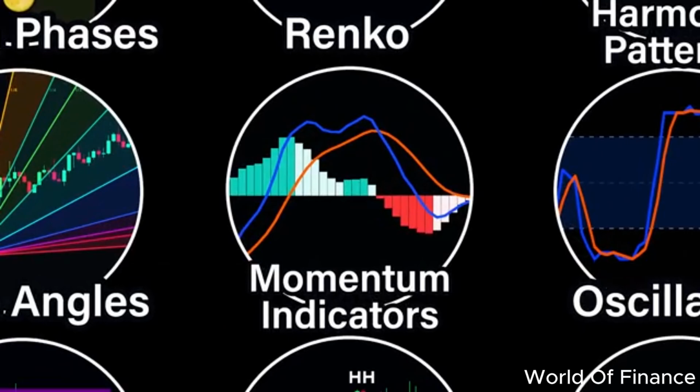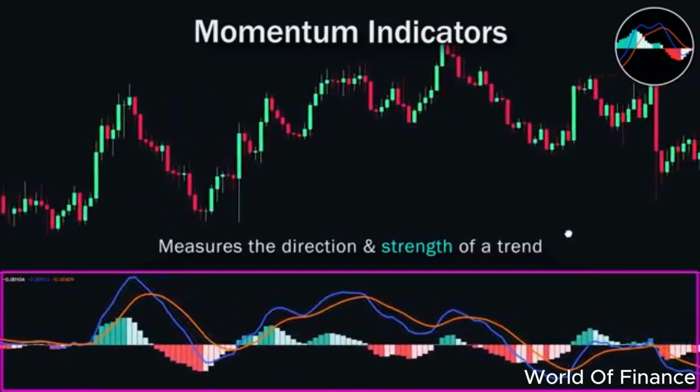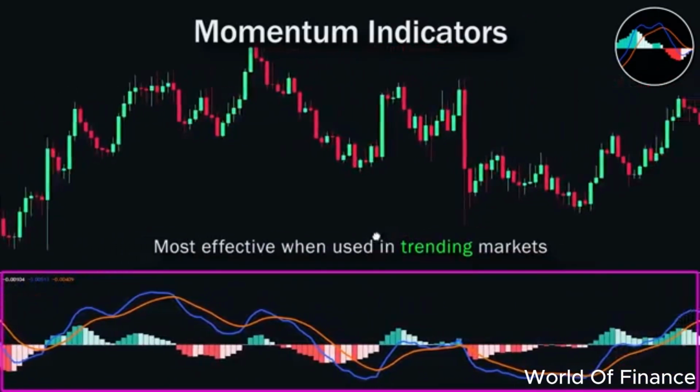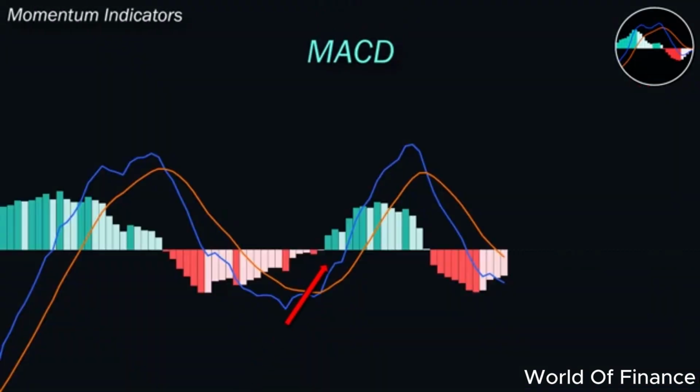Momentum indicators. These are the types of indicator that measures the direction and strength of a trend. It is most effective when used in trending markets. Some of the most notable momentum indicators are MACD. An upwards crossover indicates a bullish trend, while a downwards crossover indicates a bearish trend.